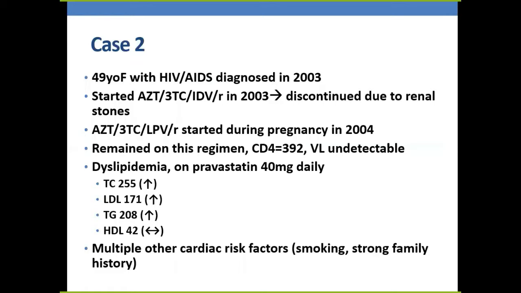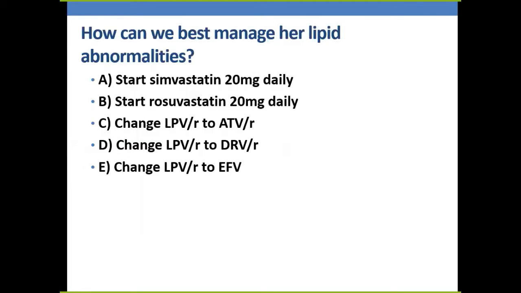She remained on this regimen and did really well, with a CD4 count of 392 and an undetectable viral load, but also had a history of dyslipidemia and was on pravastatin 40 milligrams a day. So these were her lipids at the time that you saw her. She also had multiple other cardiac risk factors, including smoking and a strong family history of coronary disease. And so how can we best manage her lipid abnormalities?